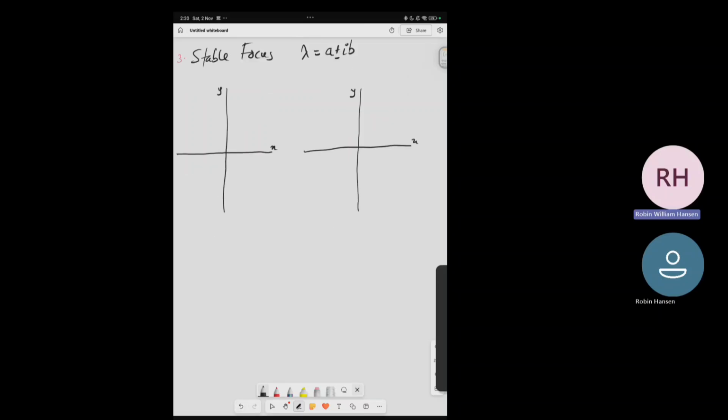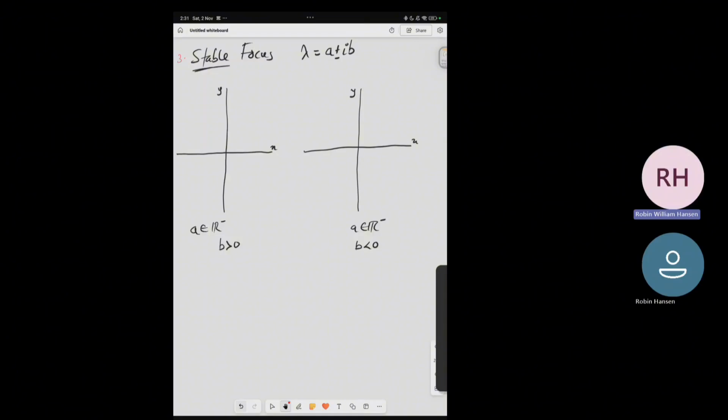For the stable focus, we have a complex number. And for this complex number, the stability is determined by the value of A. So A has to belong to a negative real space for both of them. And B has to be greater than 0 for this, and B has to be less than 0 for this. If A is negative, we have a stable focus. If A is positive, we have an unstable focus.